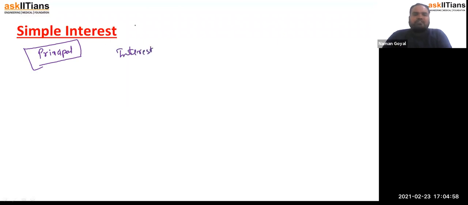Okay. So basically there are two types of interest, simple interest and compound interest. But compound interest we are going to learn in later classes. After percentage, as I told you, simple interest is applicable on percentage, right? Like 10% per annum, 5% per annum. It depends on the person to person, right?